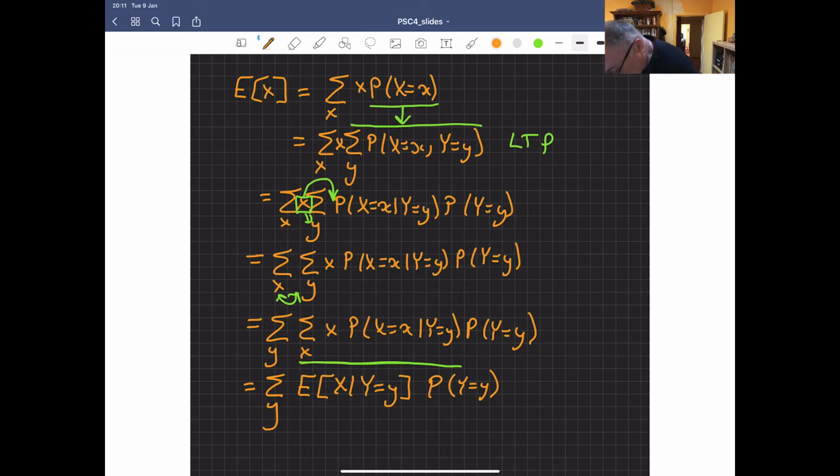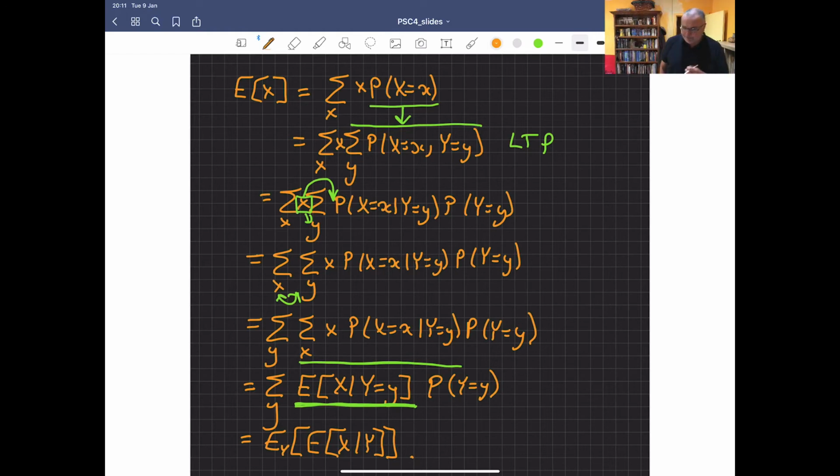But what we've got here is just a function in terms of y. So I'm summing over all values of y, a function of y times the probability Y equals y. Well, by definition, that is the expected value of that thing. So this is the expected value, remember, with respect to Y, of the expected value of X given Y. And that's it. Okay.